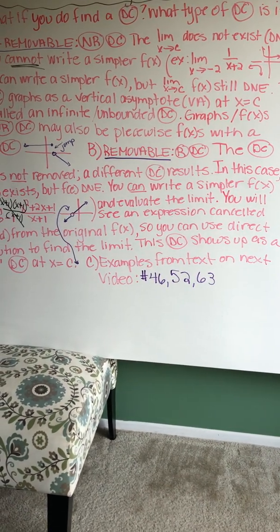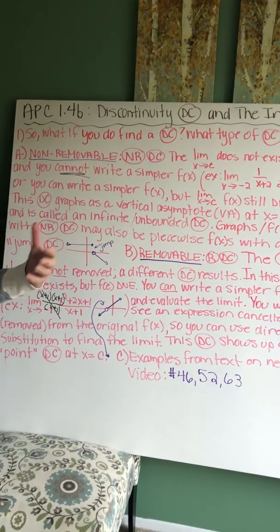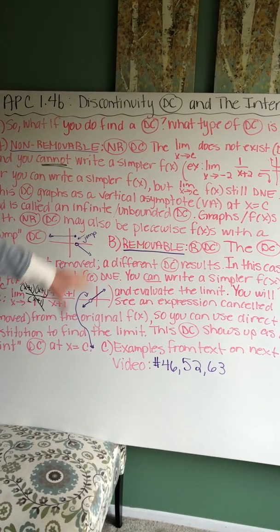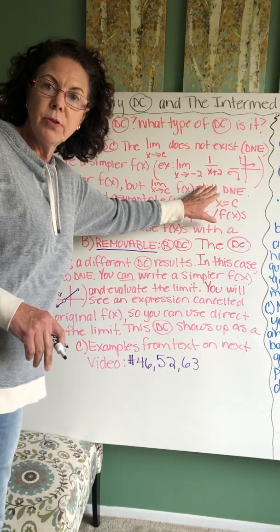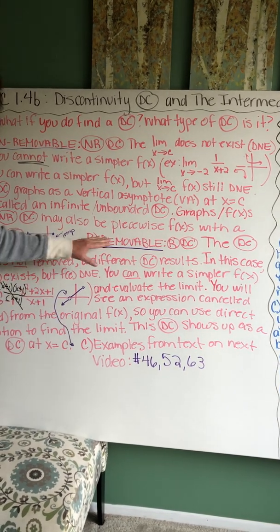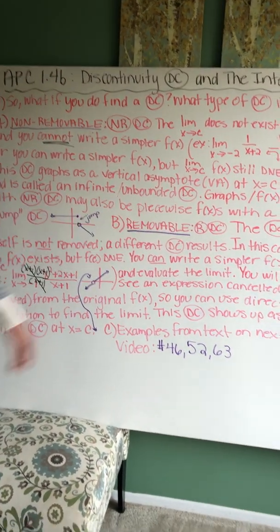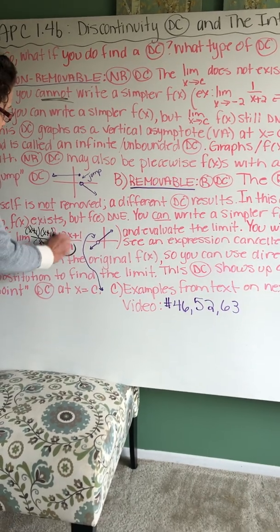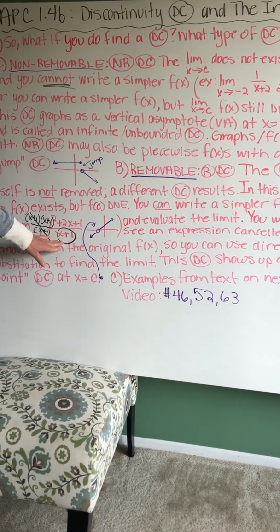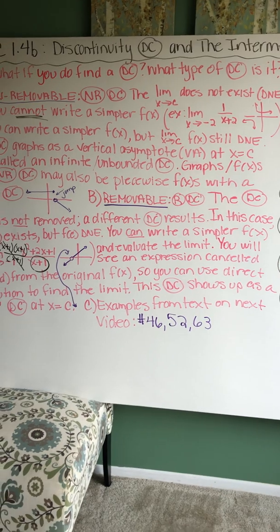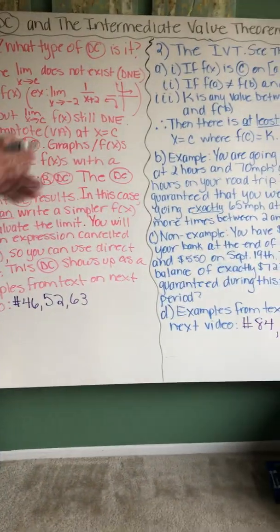So let's recap. You have a discontinuity. It's been identified that you have one. And there's two types. Non-removable means that there is a discontinuity and you can't write a simpler function to evaluate a limit because it doesn't exist. Here, a removable discontinuity. There is still a discontinuity, but the limit does exist. You can write a simpler function and remove the factor that's making it impossible for us to use direct substitution. Now you can evaluate the limit. The discontinuity still exists. Now, the second part of 1.4b today is the intermediate value theorem.